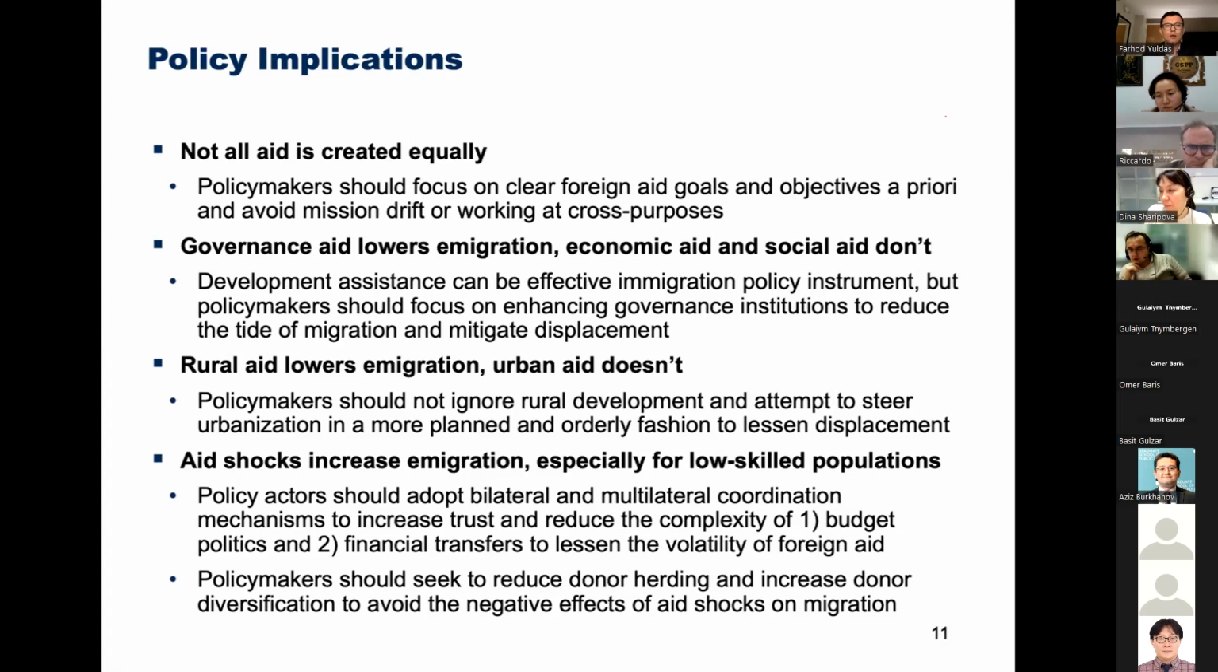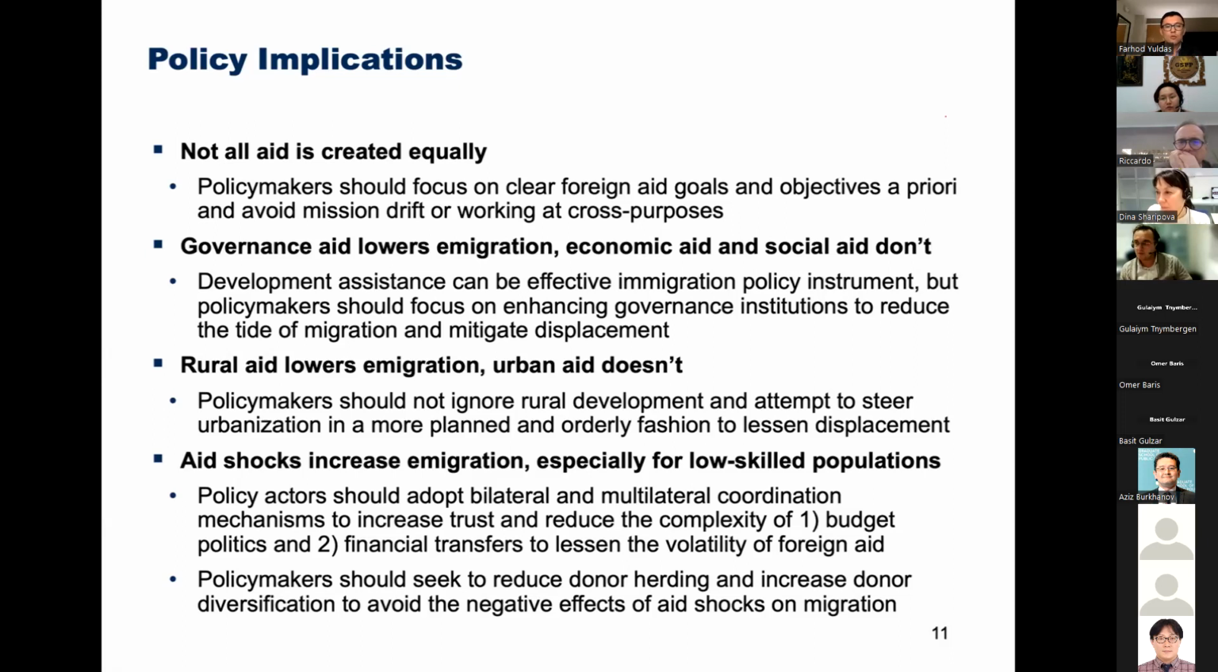And same with rural aid, also contributing to lowering immigration rates. It makes sense for policymakers to focus on countries that have high rural populations, right? And high pressure on rural populations, especially if the agricultural prices are depressed, then pressuring them to move out. So in those settings, making urbanization a little more planned and orderly, and also investing in agricultural infrastructure and non-farm employment in rural areas could also help take that pressure off a little bit.